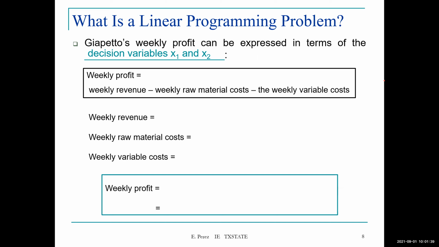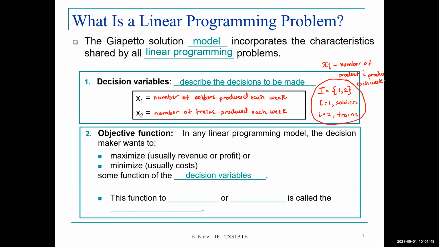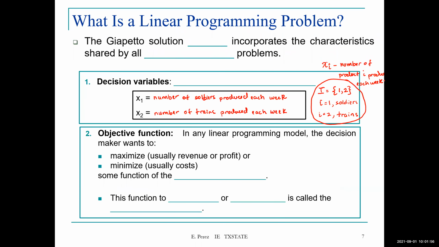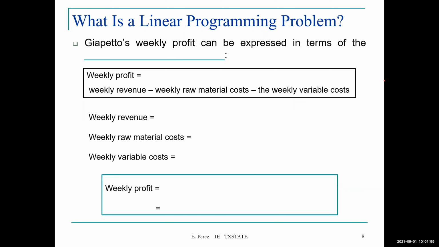So the weekly revenue in terms of our problem, if you remember, we can sell soldiers for $27 and we can sell the trains for $21. So we're going to start with that. The weekly revenue is $27 for every unit of soldiers that you build. The number of units is a decision variable. I don't know how many units I'm going to build. That's what the model is going to tell me after I solve the model.